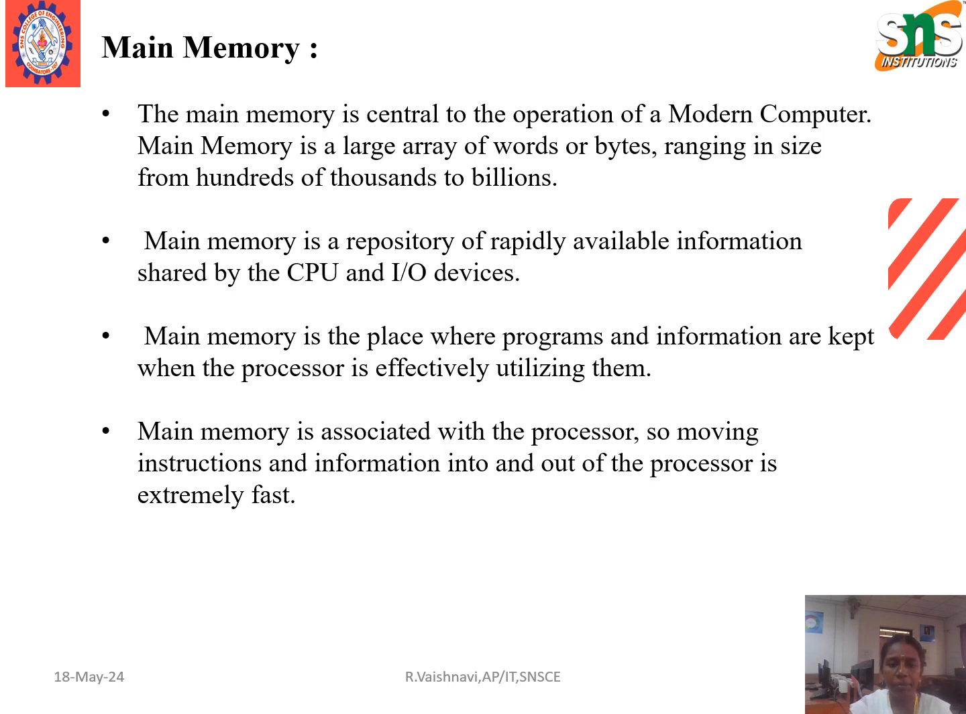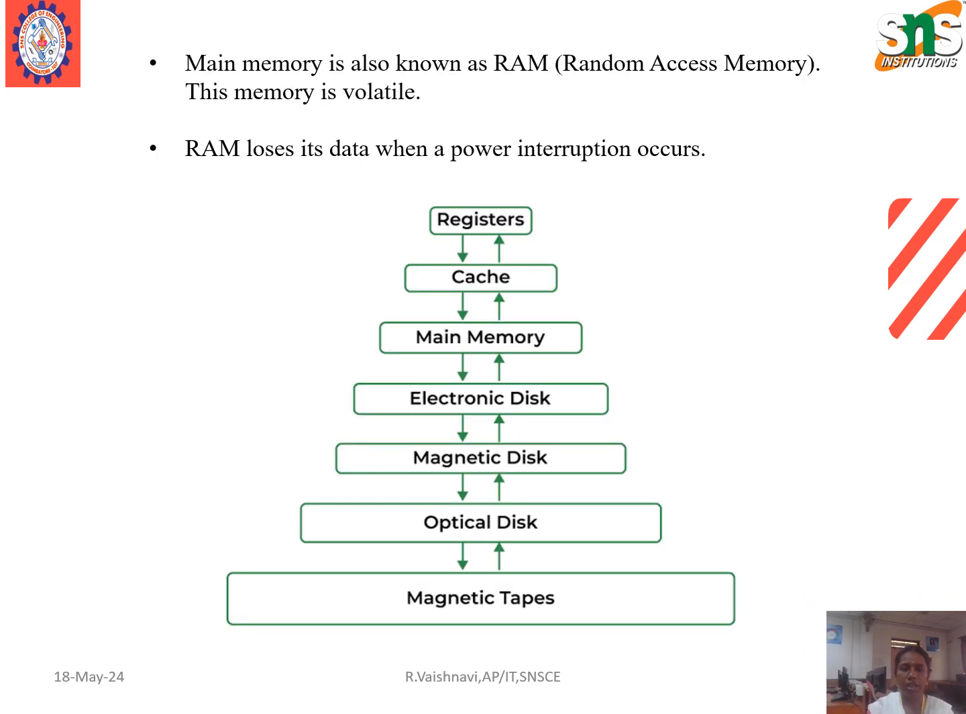Next one, main memory is associated with the processor, so moving instructions and information into and out of the processor is extremely fast. Next one, main memory is also known as RAM, that is random access memory. This memory is volatile. RAM loses its data when a power interruption occurs.